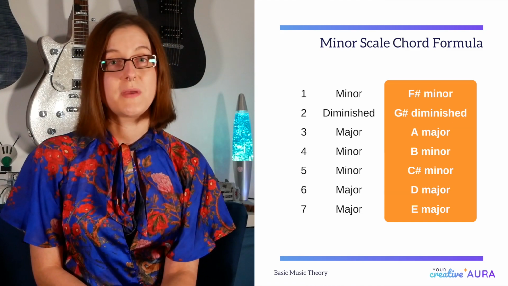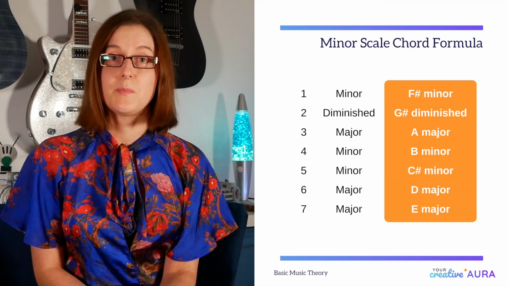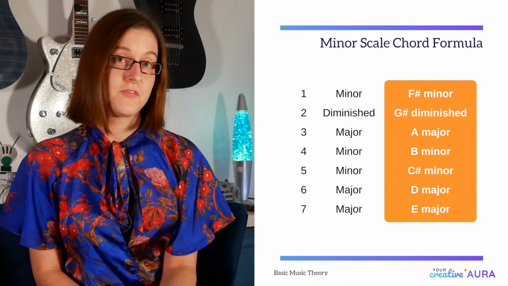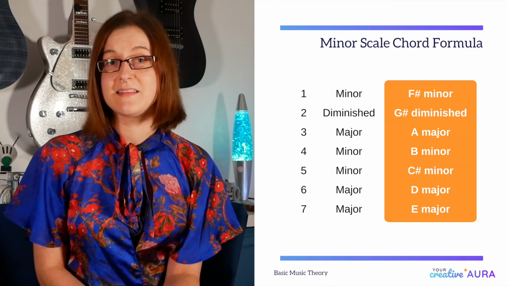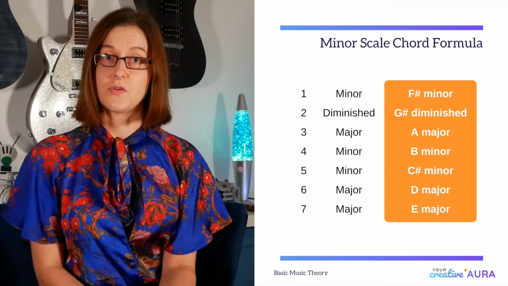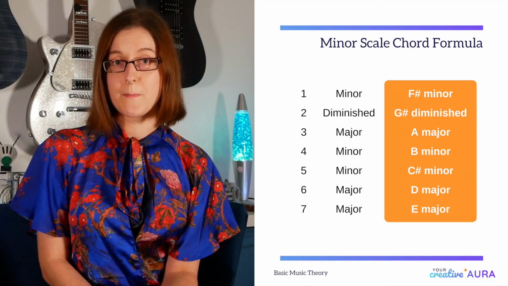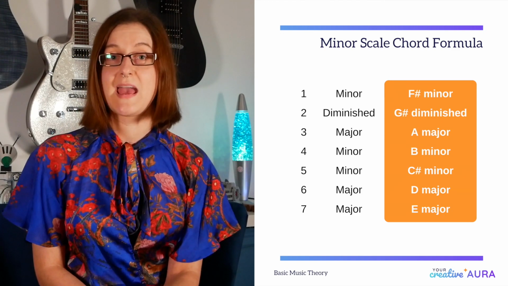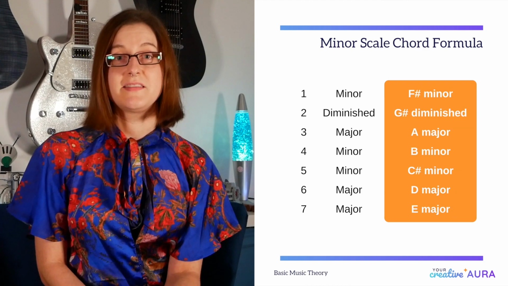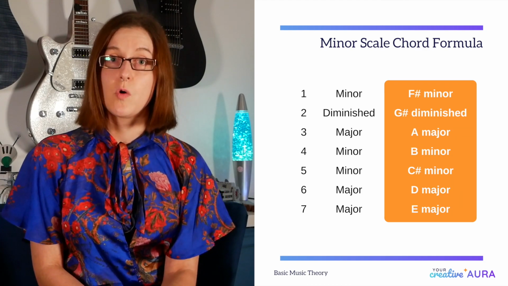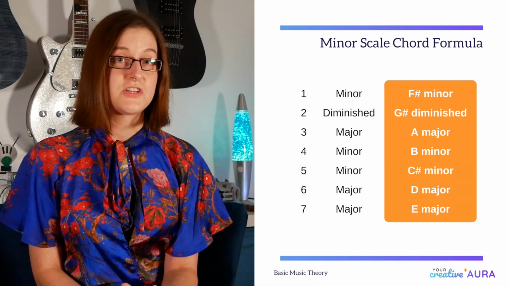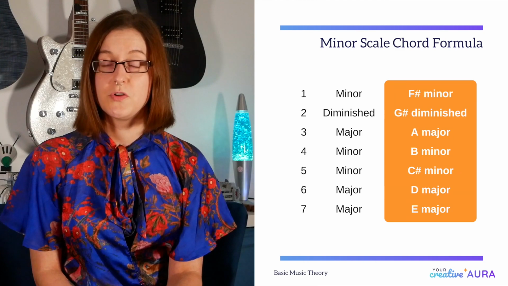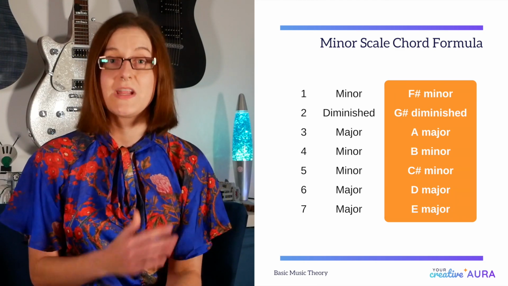Our first chord will be a minor, our second chord will be a diminished, third will be a major, fourth and fifth both minors, and sixth and seventh both major chords. So I've chosen F sharp minor scale as our example, as it's the relative minor of A major. So we can see that each note still has the same chord prefix. The only change is the order. So F sharp is still a minor chord and G sharp is still a diminished chord, and so on.